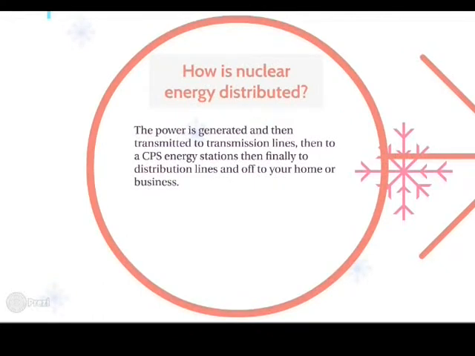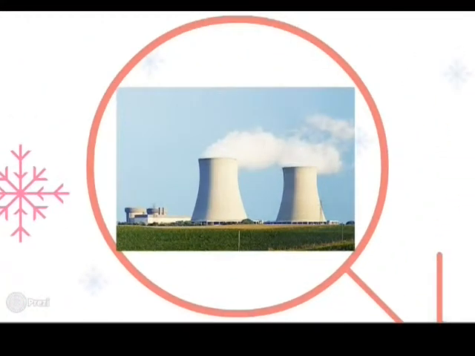The power is generated and then transmitted to transmission lines, then to CPS Energy stations, then finally to distribution lines and off to your home or business. And here is an example of a power plant.